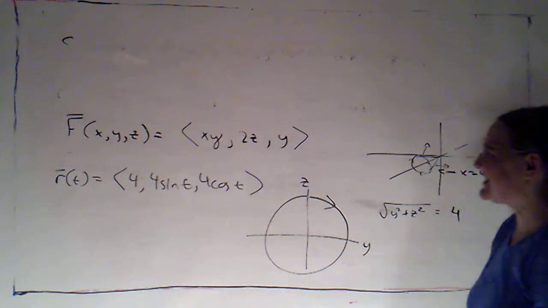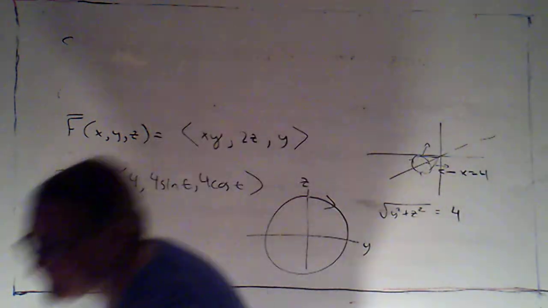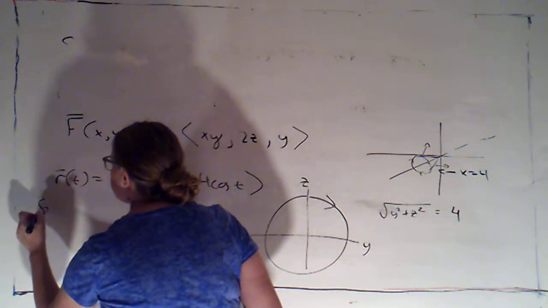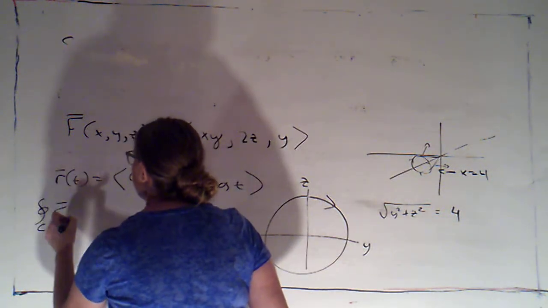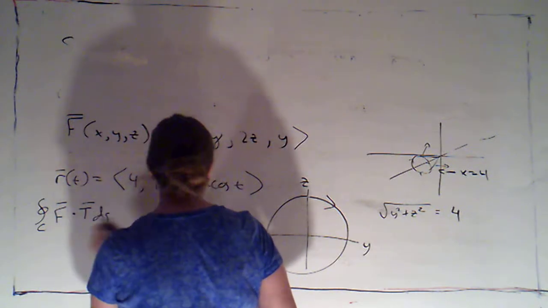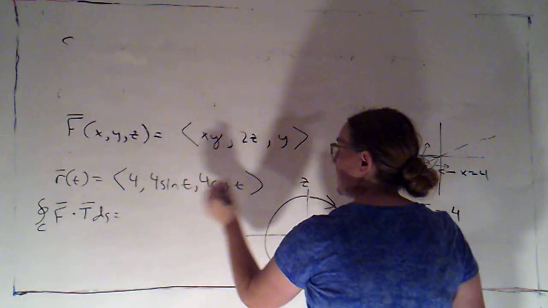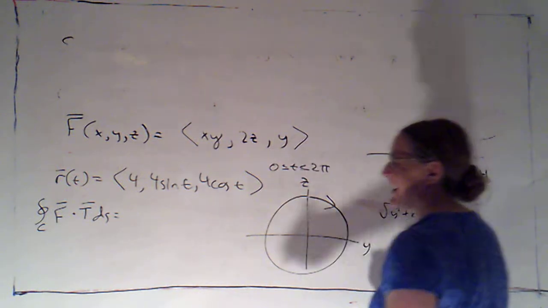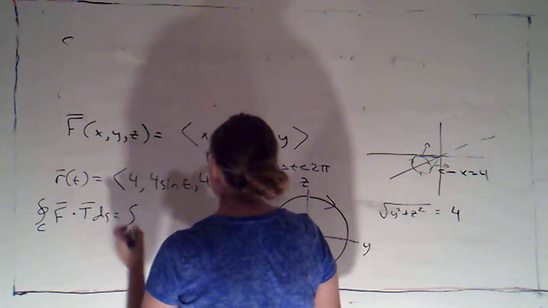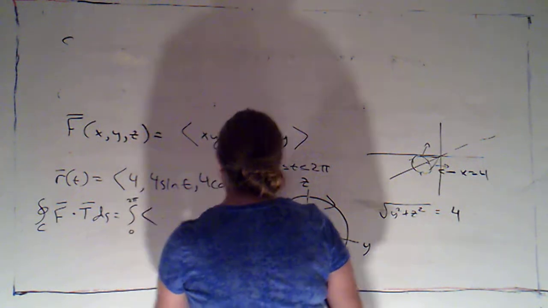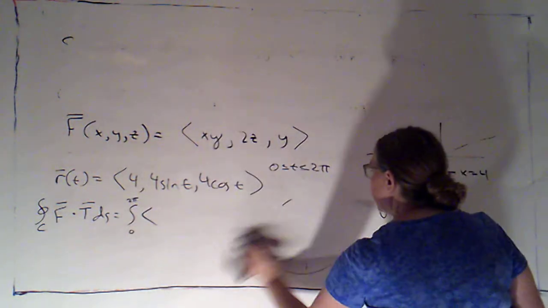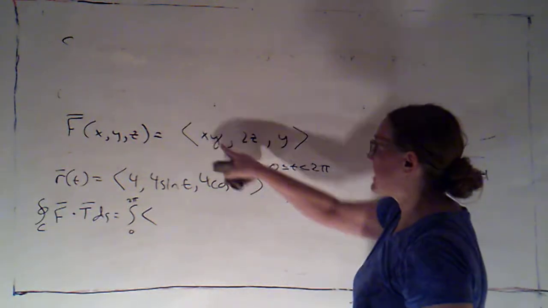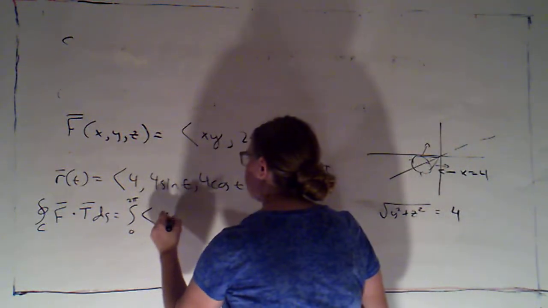Okay, excellent. So with this, if I now go to evaluate the integral along C of f dotted with t ds, oh, I should probably say that I'm going to restrict t to being between 0 and 2 pi. So this is going to become the integral from 0 to 2 pi. I want to write f in terms of my parameterization. So x times y becomes 16 sine t.